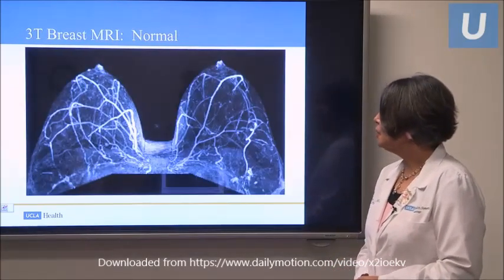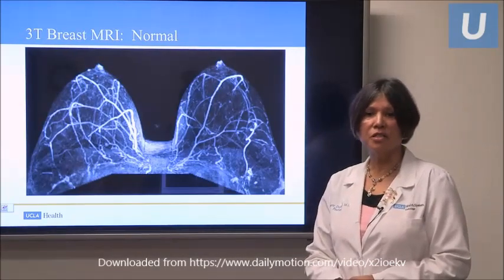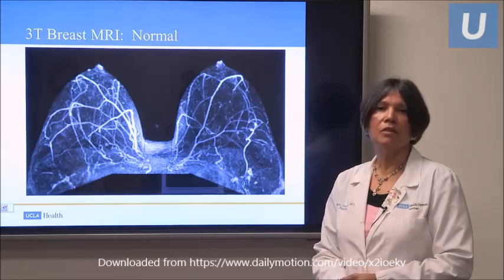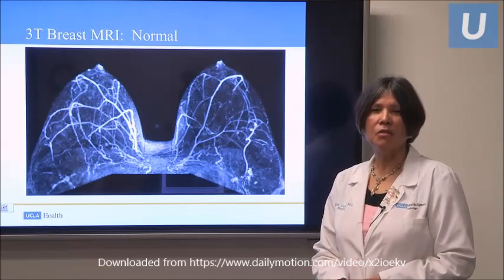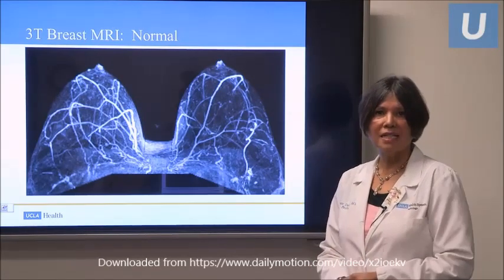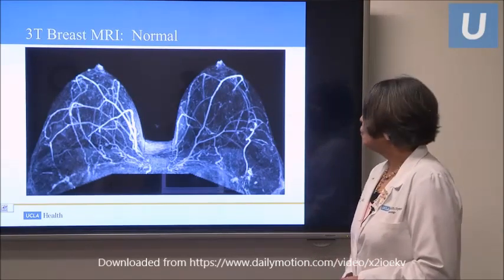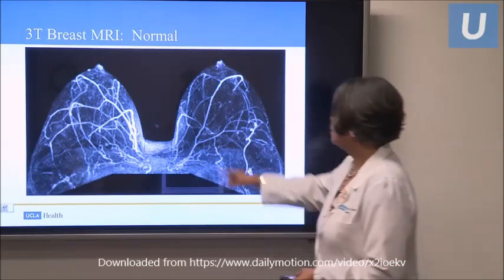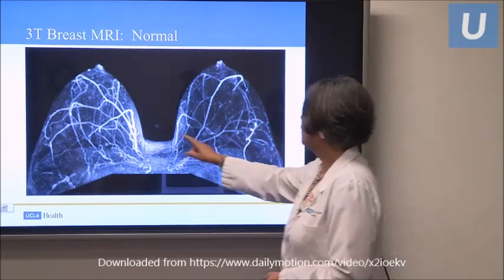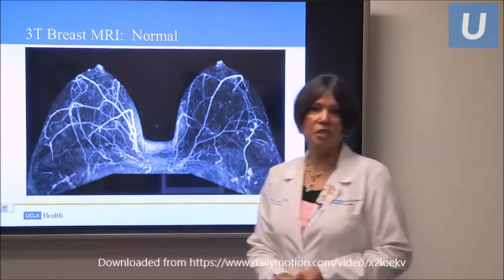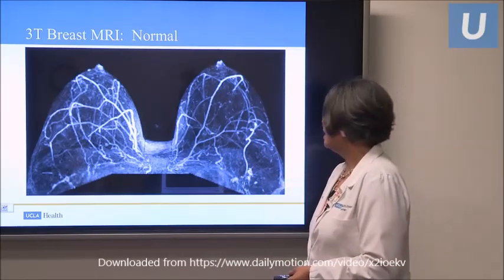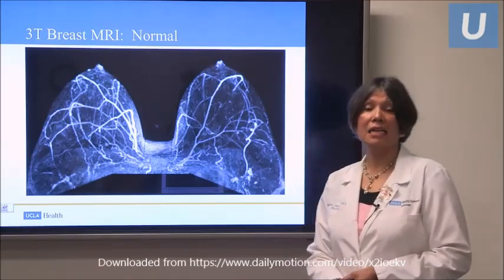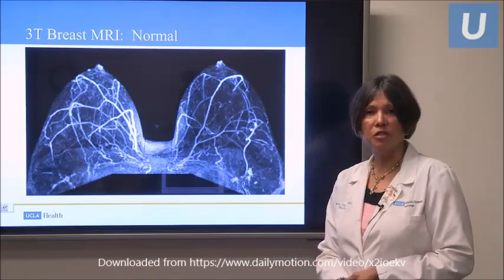Now this is an example of a woman who's had a contrast injection. We have subtracted out the breast tissue. We use tools to increase our imaging, to be able to see through the breast. What you see here, these lines, are the normal blood vessels. The breast is a very vascular organ, and these are all normal. There is no evidence of an enhancing mass that we would consider suspicious.